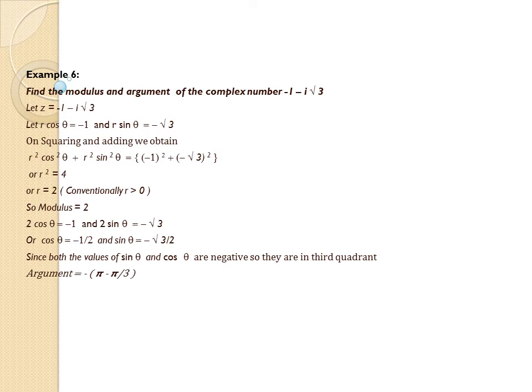So we have to find out the argument. Argument is minus of pi minus pi by 3. That is the formula when the argument is in the third quadrant. That means minus 2 pi by 3. So we have got the argument as well as the modulus. So let's move to the next problem.